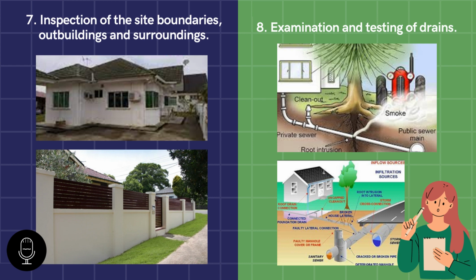And the last one, number 8, is examination and testing of the drains. The testing of drains is difficult to undertake. Many surveyors provide a supplementary drain test report, with the reason: no manhole access to the system, and drains could be in such poor conditions that we are afraid any testing could only cause damage.